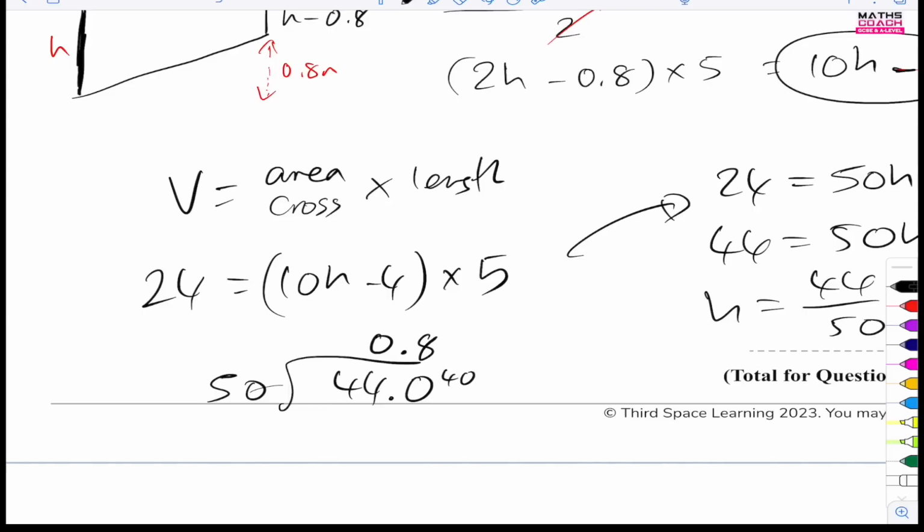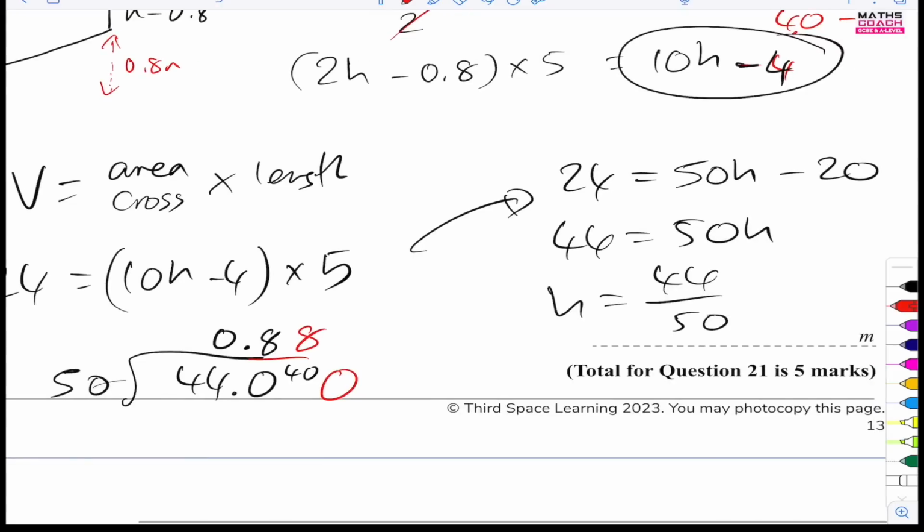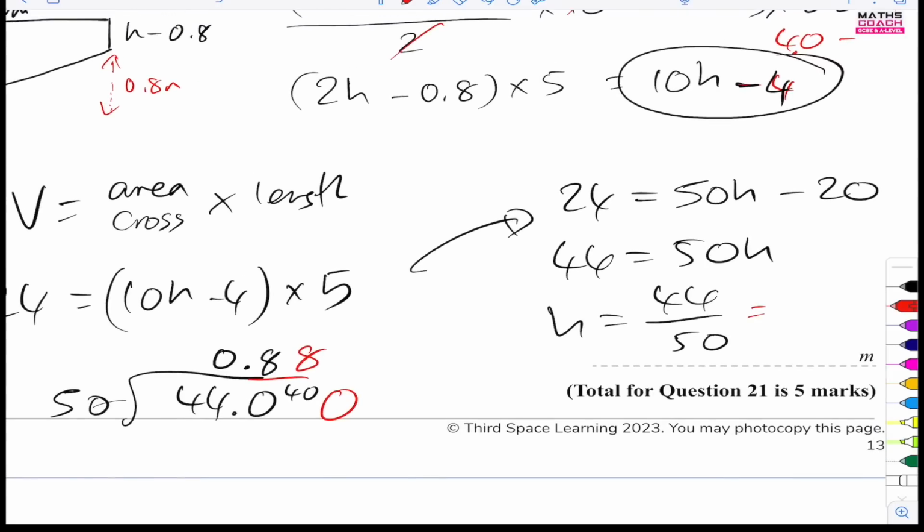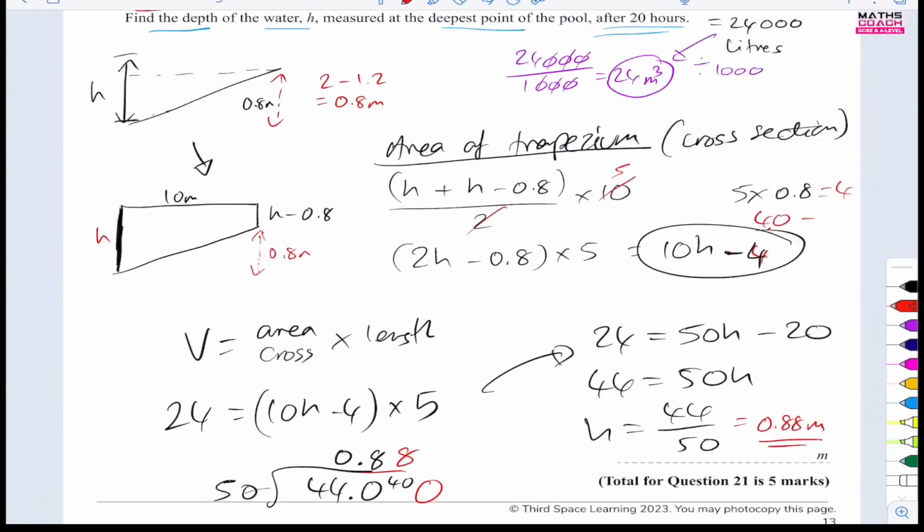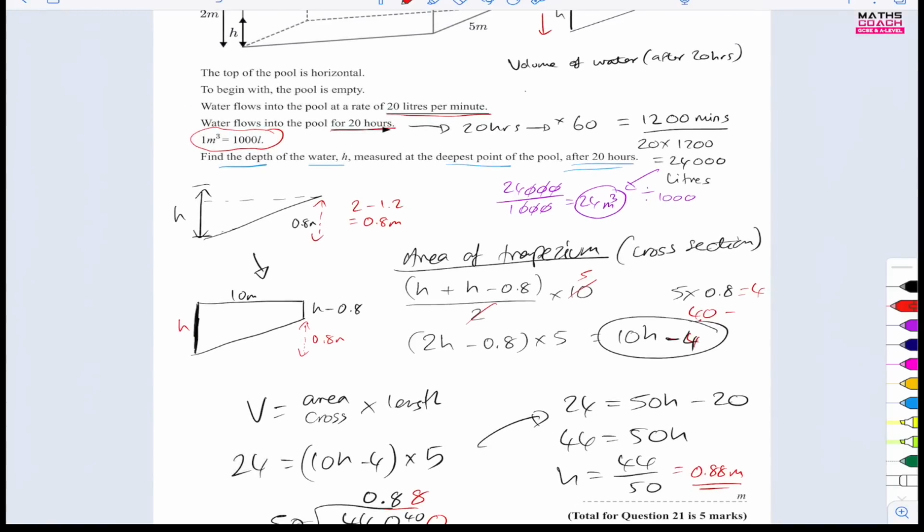Okay, so again, you've got to now do how many times does 50 go into 40? Well, it doesn't, so you have to add a 0. So again, you've got 50 into 400, and you know that goes in exactly 8 times. So the answer to 44 divided by 50 is 0.88 meters. And that is the height of your water after 20 hours.